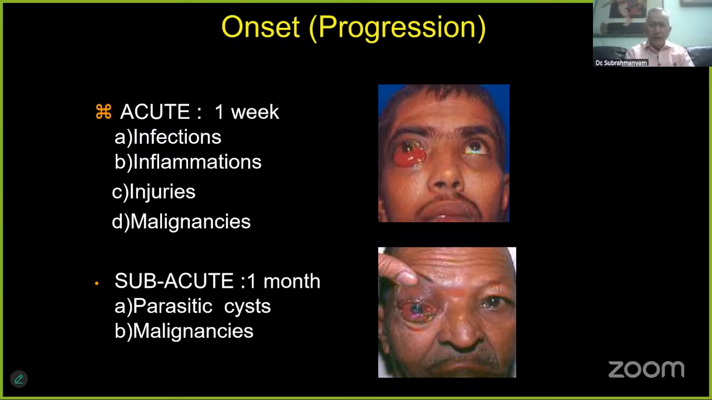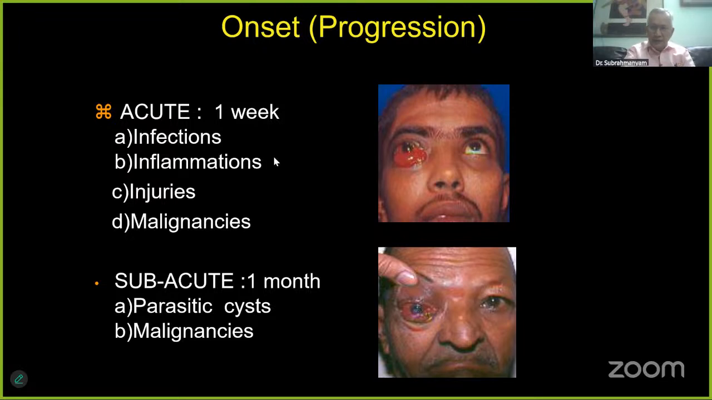The subacute is from 1 week to 1 month after onset of the problem, the patient comes to you. So if the history is about 2 weeks or 3 weeks long, less than a month, but more than a week, it is subacute presentation. The common things are parasites and again malignancies.